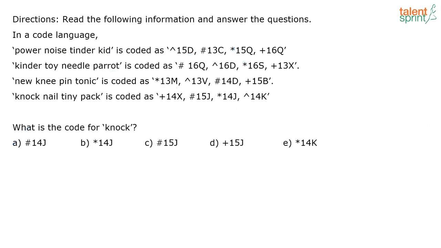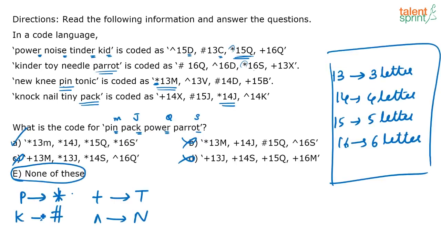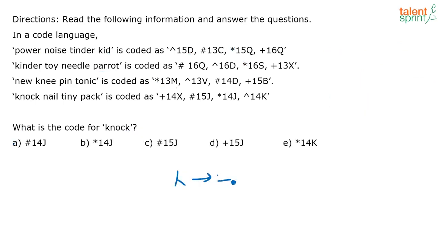Next question. What is the code for knock? See, K means it has to start with a hash. So if it is K, it has to start with a hash. Now where is the word knock? See, it is there in this line. Now which is the code that is starting with hash here? It is only this. There is only one code that starts with hash, so this has to be the code for knock. So the correct answer is hash 15J. That is option C. Hope it is clear. Clear, no? These two sets of coding-decoding that we did, I hope it was clear to all of you.